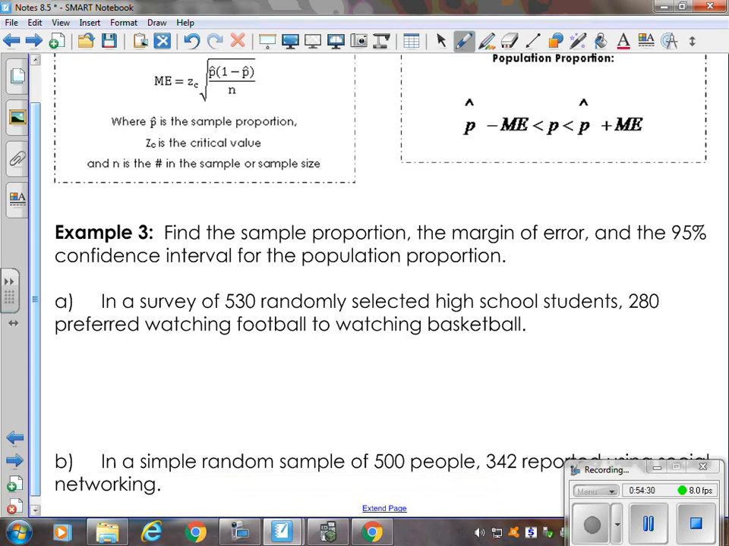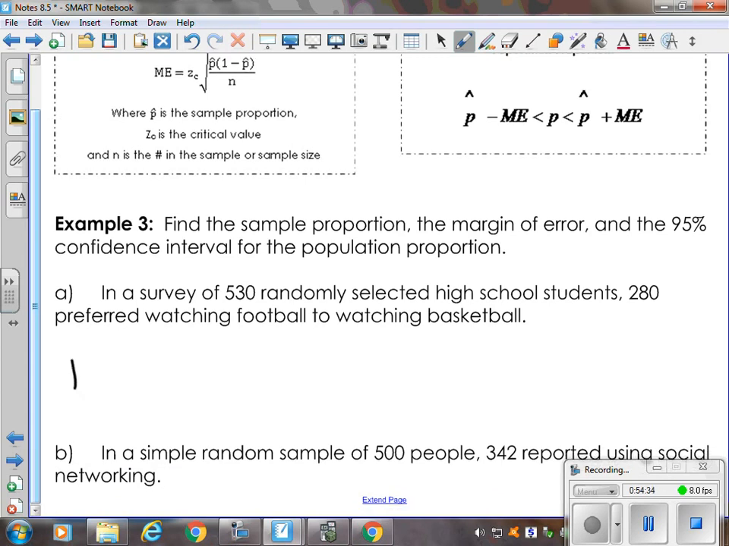So now, it says find the sample proportion, margin of error, and a 95% confidence interval for the problems here, and we have 2, so I'll do one, let you do one. Alright, so for p hat, I have surveyed 530 people, so that's the bottom number because that's the total sample. Selected around the high school students. 280 preferred watching football to watching basketball, so I put 280 on top. Then, if this is a decent decimal, I turn it to a decent decimal, but probably it's not.